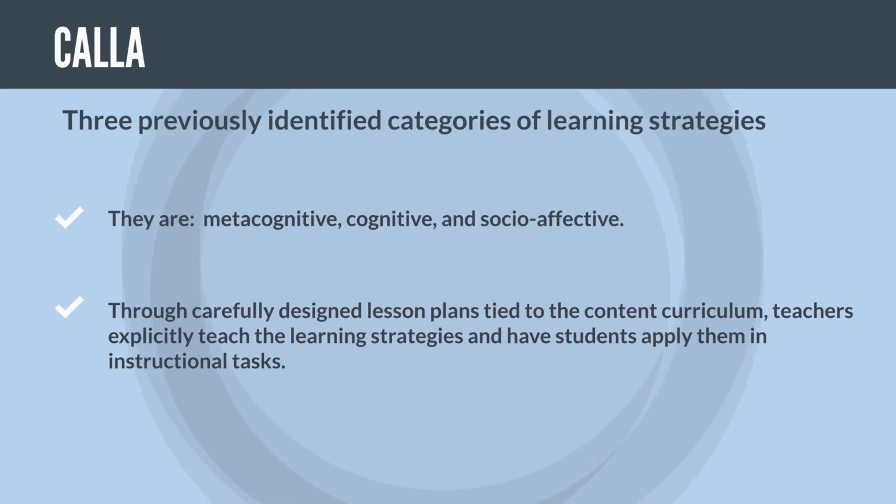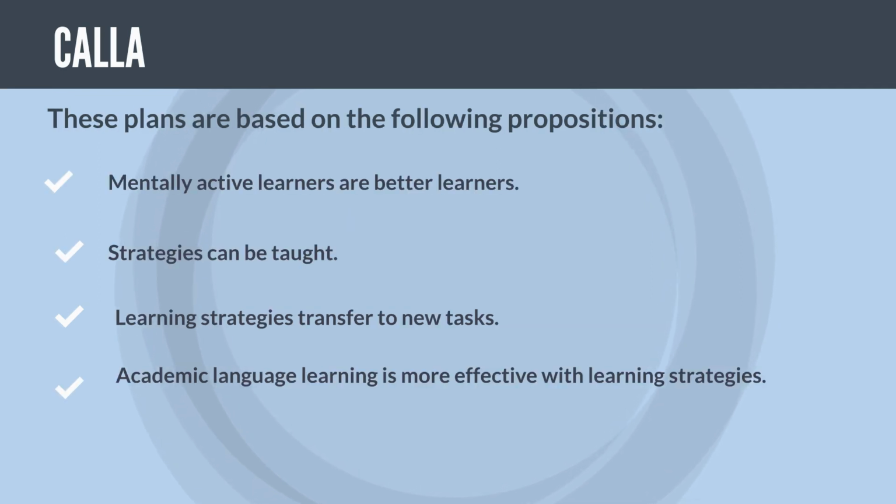The CALLA method incorporates the 3 previously identified categories of learning strategies: metacognitive, cognitive, and socio-affective. Through carefully designed lesson plans tied to the content curriculum, teachers explicitly teach the learning strategies and have students apply them in instructional tasks. These plans are based on the following propositions. Mentally active learners are better learners. Strategies can be taught. Learning strategies transfer to new tasks. Academic language learning is more effective with learning strategies.